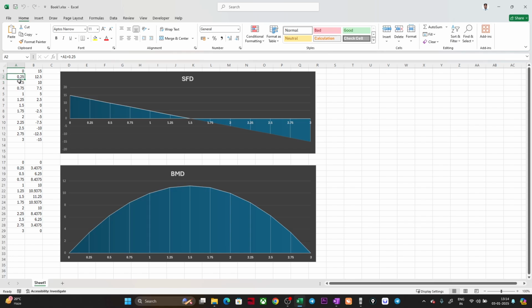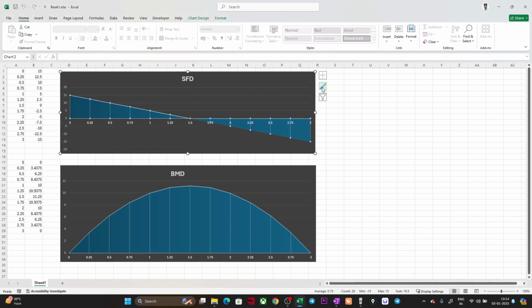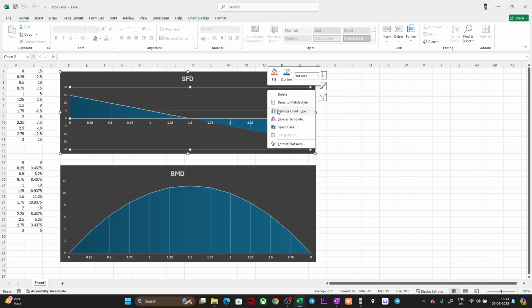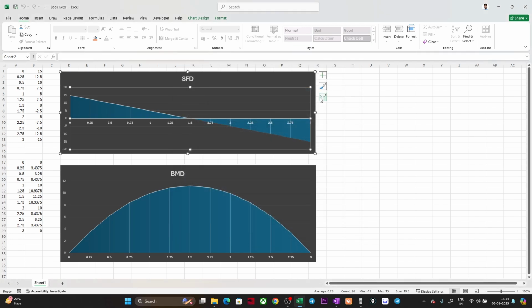So at 0.25, what is the value of shear force? At 0.5, what is the value of shear force? Like that I have found out up to the full length, and you can see at this end it is 15, in this end it is minus 15, and it is linearly varying, and from 0.25 you can see these values actually. Let me see if there is any way of changing the chart type.